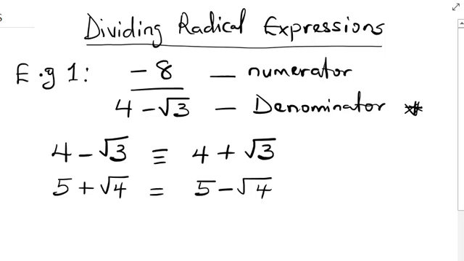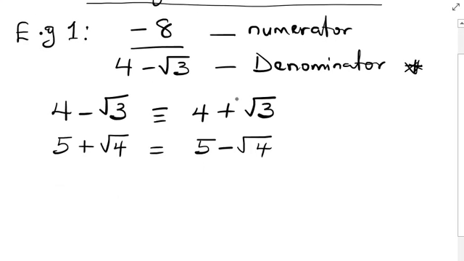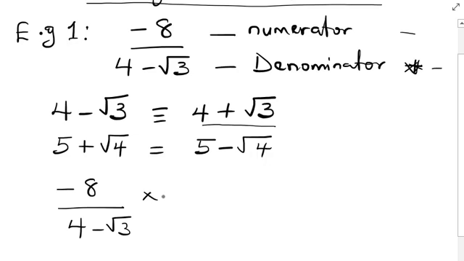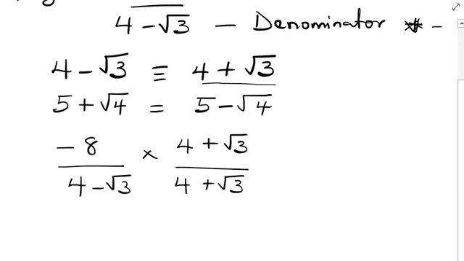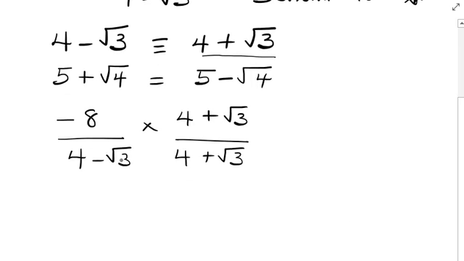So now going back to our question, the conjugate, as we said, is 4 plus root 3. So we now need to use that 4 plus root 3 to multiply the numerator and the denominator here. So that's minus 8 over 4 minus root 3. We now need to multiply the numerator by the conjugate, and the denominator by the conjugate. We're trying to eliminate the radical as much as possible, that's the root sign in the denominator. That's why we are introducing the conjugate.